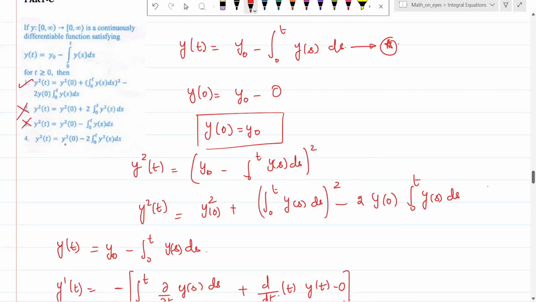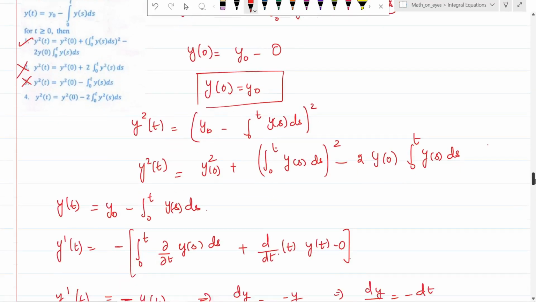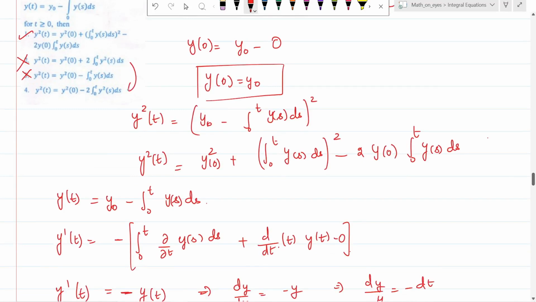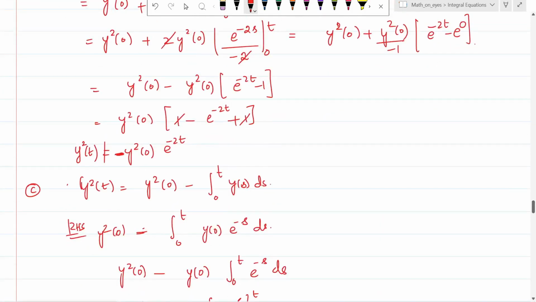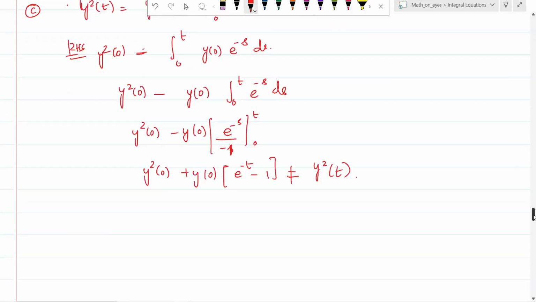Next one is y squared of 0 minus 2 into integral 0 to t. Actually, when you see from these two options, a negative is missing here, right? So eventually this is going to be true because here we got a negative only outside. So that was the mistake we made for getting y squared of t, right? So here they have given the option as y squared of t is equal to y squared of 0 minus 2 integral 0 to t y squared of s into ds.